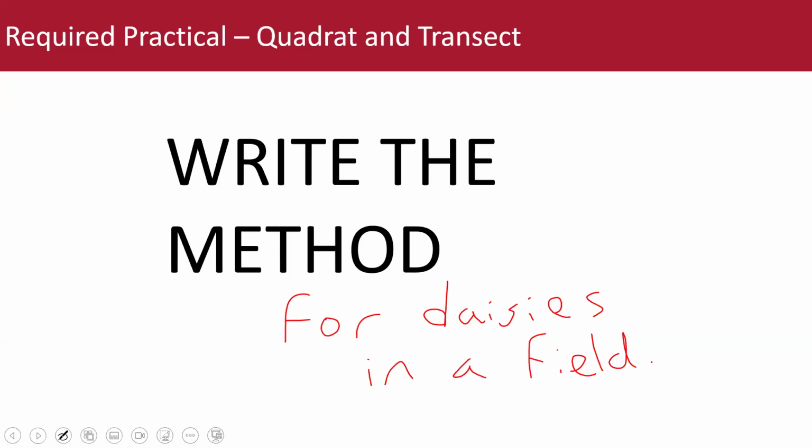Right, just while everybody's logging on, I've said it to the first couple of people. Get a piece of paper, method for quadrats, counting the number of daisies in a field. Do yourself a method, and think about it right from the very start. You've got an empty field. How are you going to get an estimate for all the daisies in that field? I'll run through it in a minute.